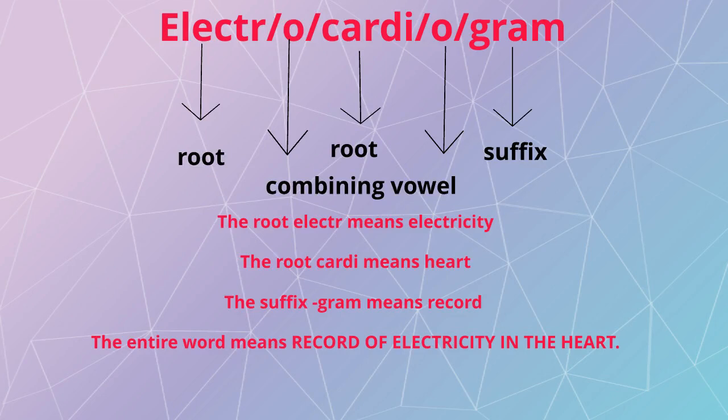This is how you divide a medical term using a backslash. So, electro is a root and cardi is also another root. Electro means electricity. The root cardi means heart. Gram, which is a suffix, means record. So, the entire word means record of electricity in the heart.